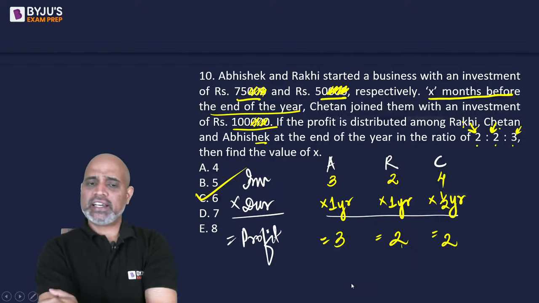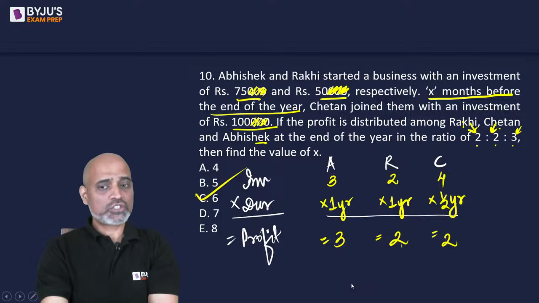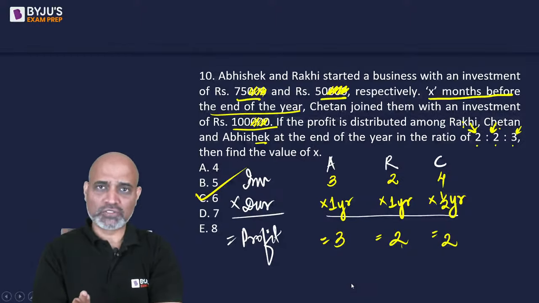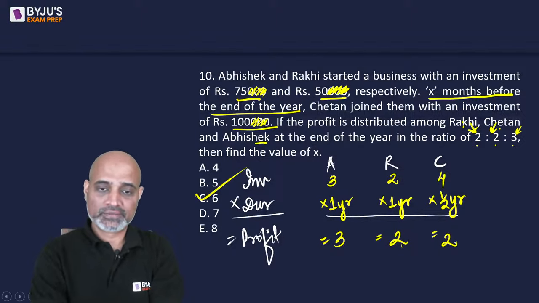How come you guys are getting 4 as in A option? You guys thought 3 into 1, 2 into 1, 4 into 1. 4 into 1, 4 होता है, 2 थोड़ी होता है. Right?